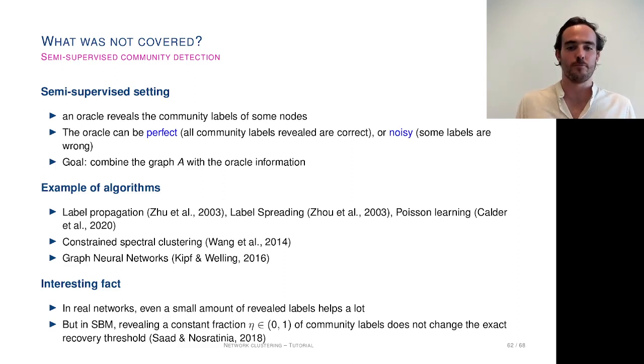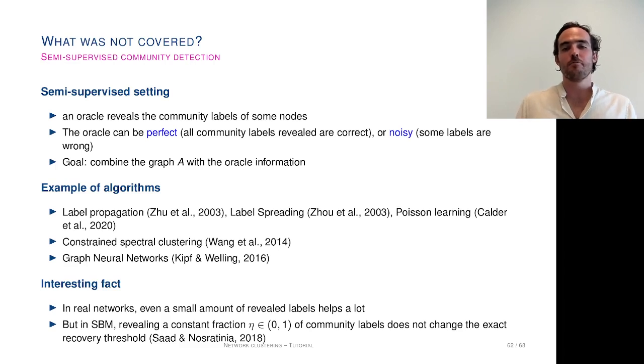I want to infer the community labels of the other nodes. And of course, I can assume that the oracle is perfect, so all the community labels are correct, or noisy, like the community labels revealed, some of them are wrong, some of them are correct. And already quite a large number of algorithms have been proposed.